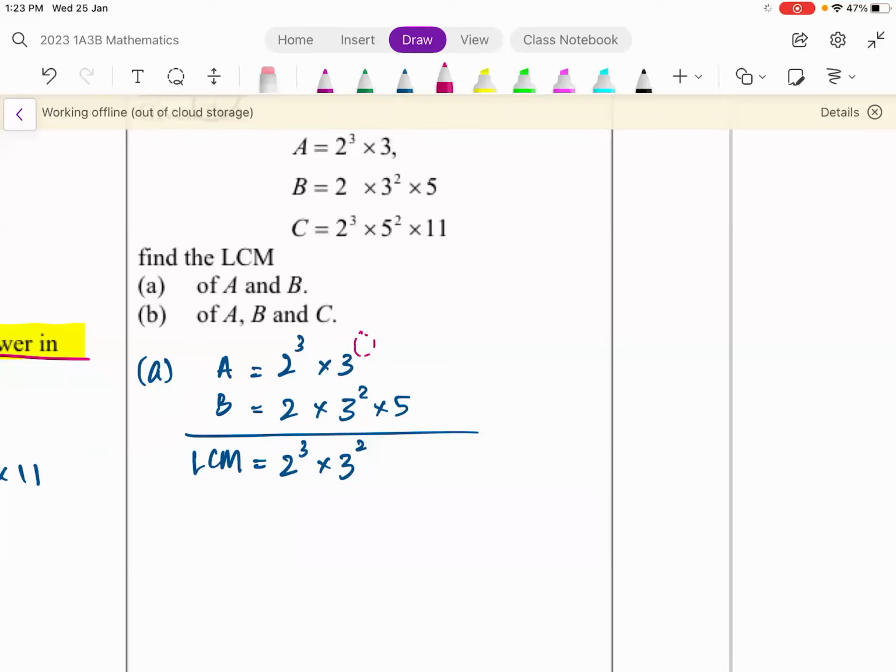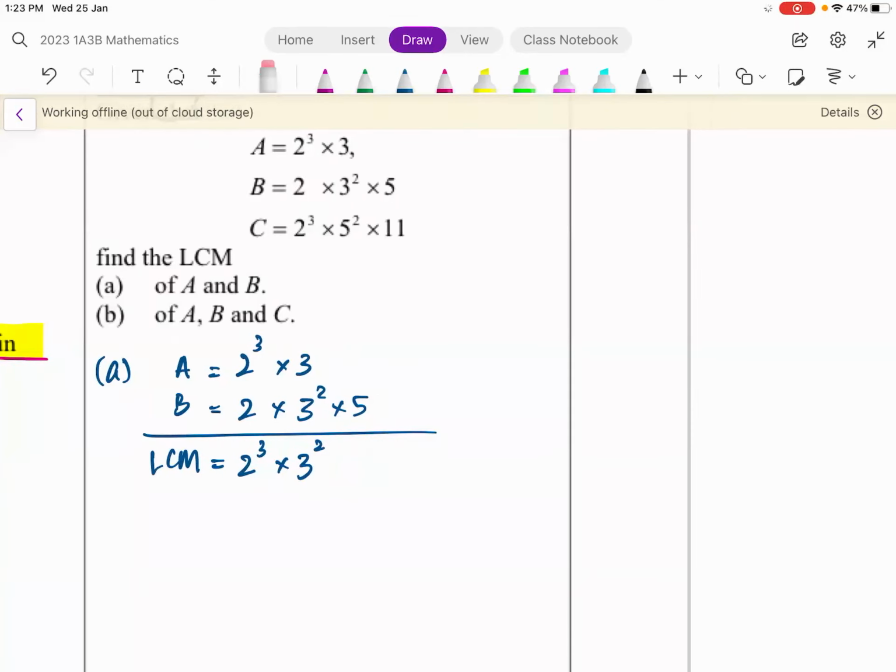Do you remember what this is? Power 1. Yes, power of 1. So between 1 and 2, 2 is bigger. How about the 5? Do I need to write the 5 down? But we said we wanted the highest power, correct? What is the power of the 5 over here? This has a power 1. Yeah, you're right. This is power 1. But there isn't a 5 in my A.